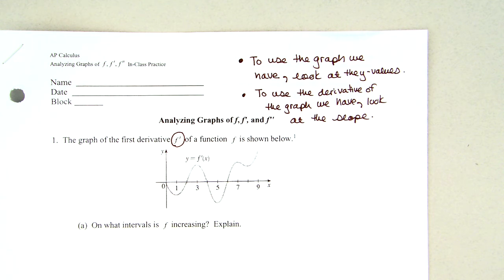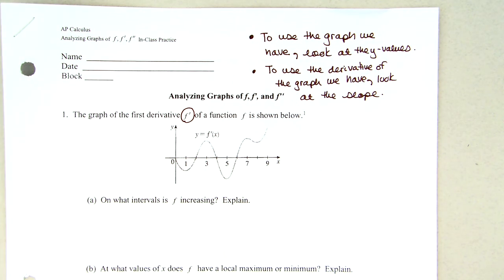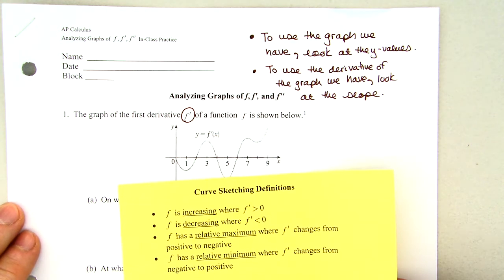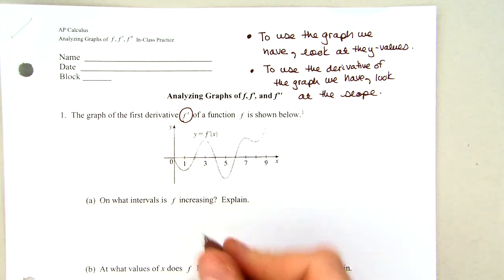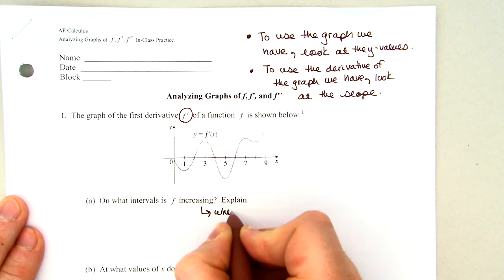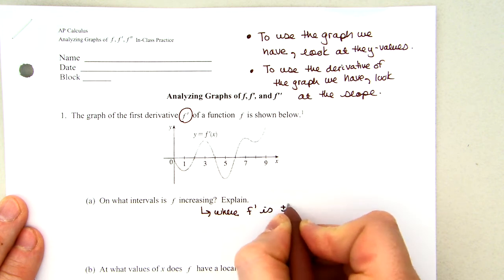Letter A. On what intervals is f increasing? Explain, just another way of saying justify and all that. Here's what we're going to do. We're going to go back to our definitions of all these things. The definition of f increasing is where f prime is positive. Where's f increasing? Well, I need to figure out where f prime is positive.